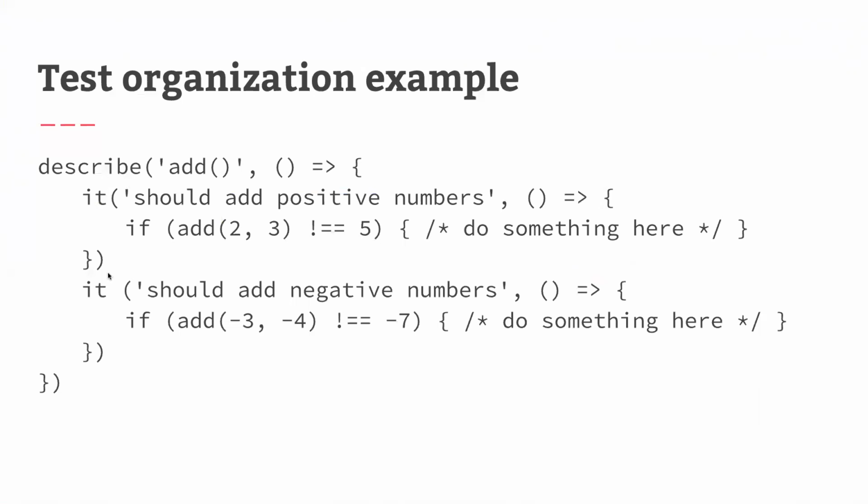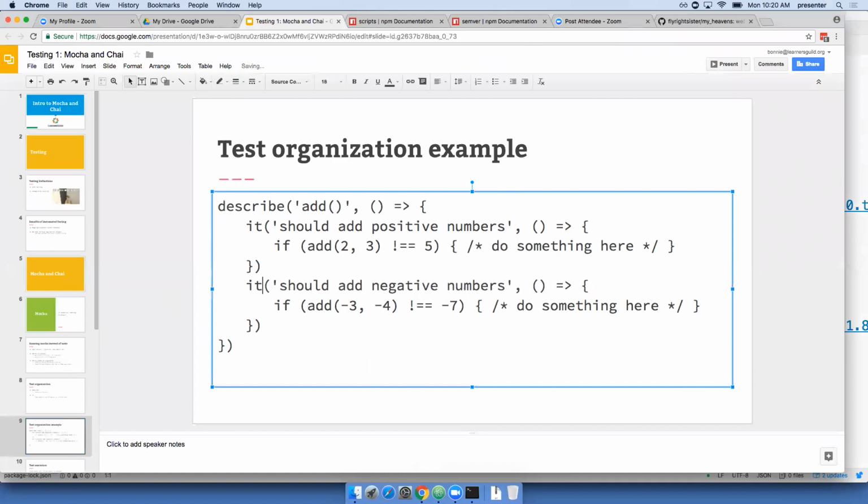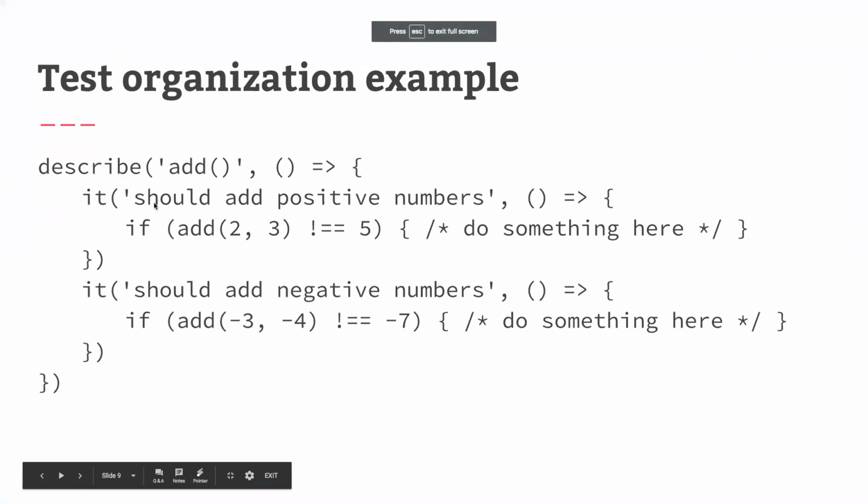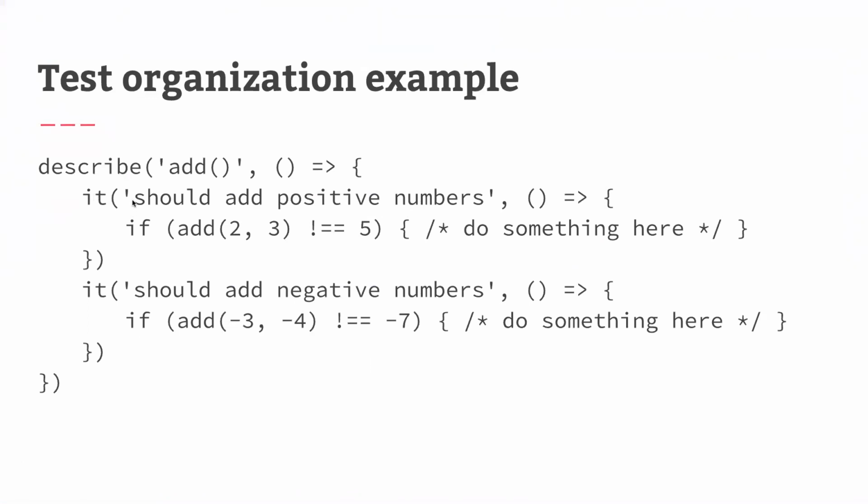That function contains two lines of code, and they're both its. This is actually not right; I just had a little syntax error there. I had a space after the it. My first it is saying it should add positive numbers. See how the English kind of flows: it should add positive numbers. Okay. And each of the its has two arguments too, a string and a function.